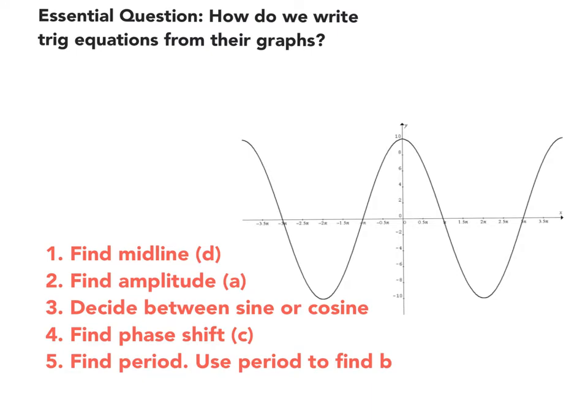First we'll find the midline, then the amplitude. We'll decide between sine or cosine, because in any of these graphs you could use sine or cosine. Then from that find the phase shift, then finally find the period and use the period to find your b.